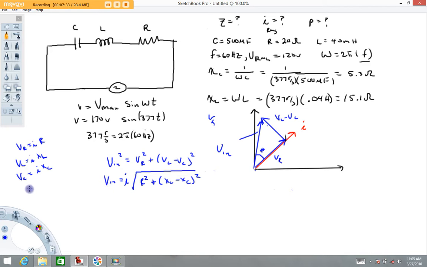I'm going to go ahead and calculate that impedance. Right, the impedance is going to be the square root of 20 ohms, I'm just going to put 20 squared and put in the units, plus X sub L minus X sub C. That's going to be 15.1 minus 5.3, squared. I'm going to go ahead and get a value for that impedance.